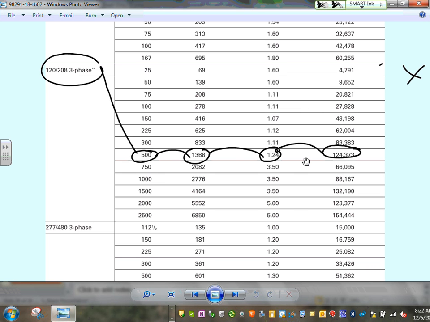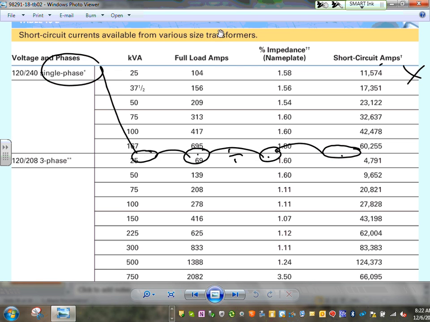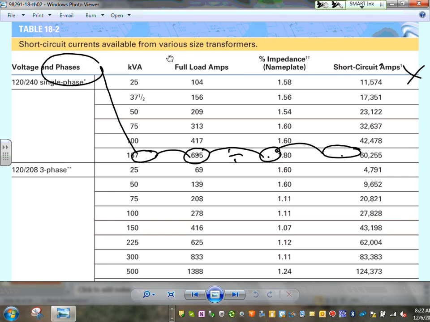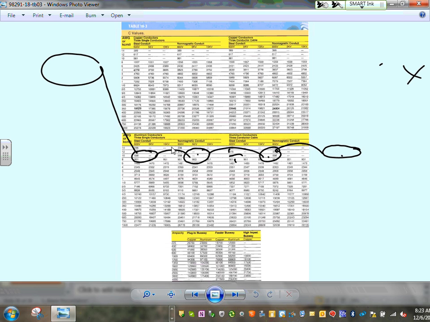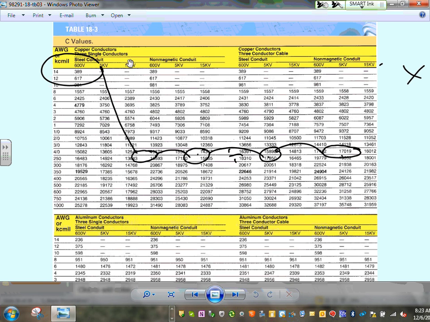Then take this number, divide it by this number, and it will get you this number. Really nothing. It's a percentage though. That's called the short circuit available at the terminals of the transformer, published by the manufacturers. Okay, sorry. Now here's the C factor.